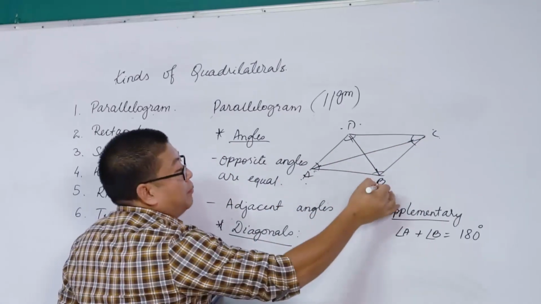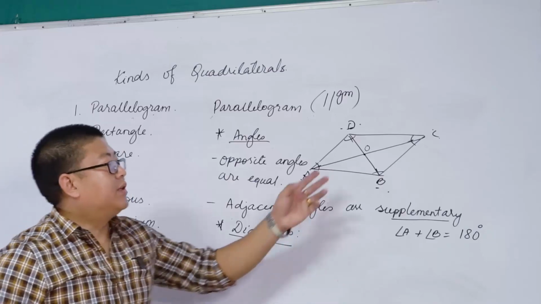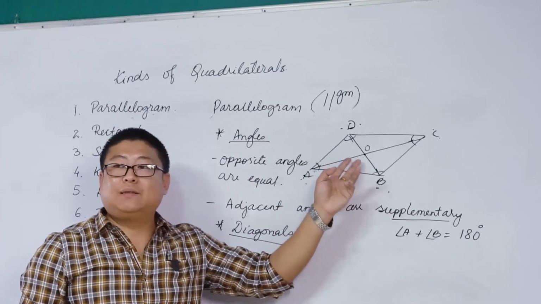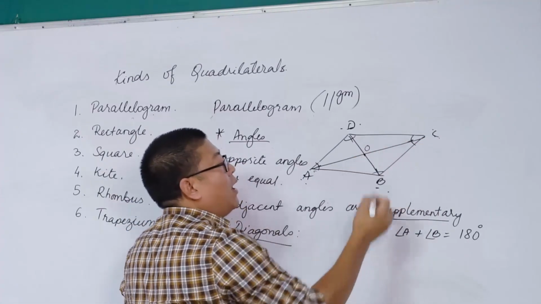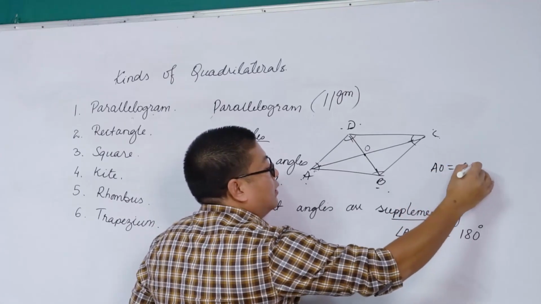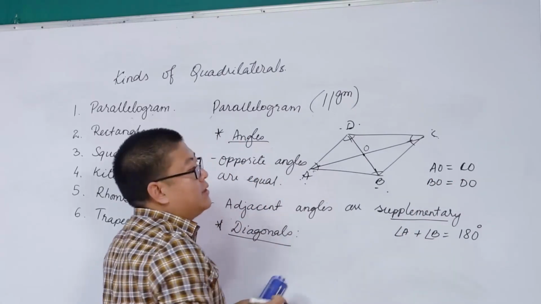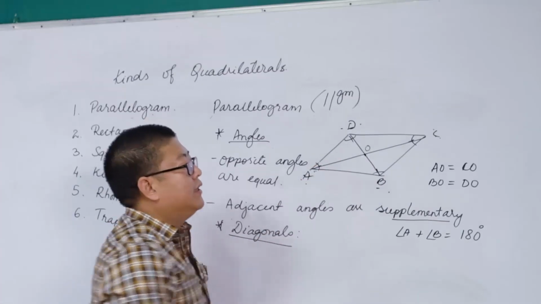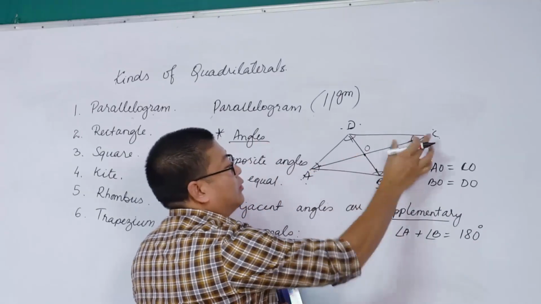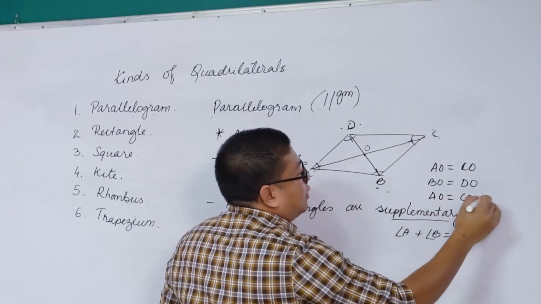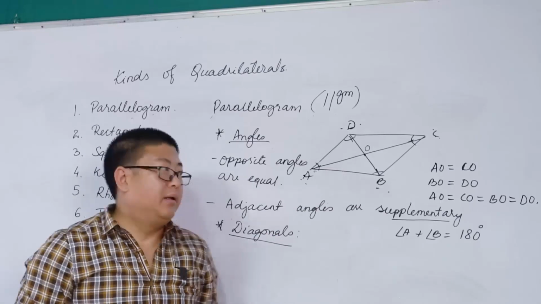Now these diagonals are formed like this. AC, diagonal. BD, diagonal. They meet at a point, let's say O. Now the speciality in these diagonals intersecting each other is that AO and CO are equal, BO and DO are equal. That means these diagonals, when they intersect each other, make these parts equal. I hope you understand.